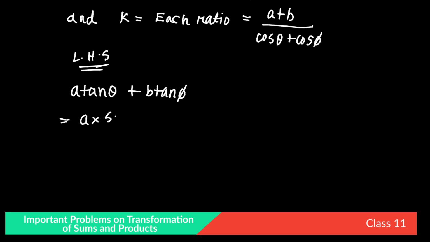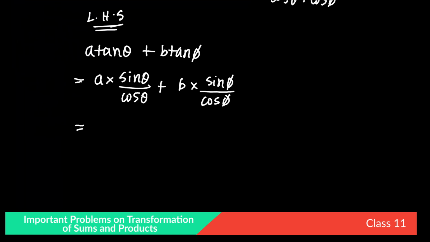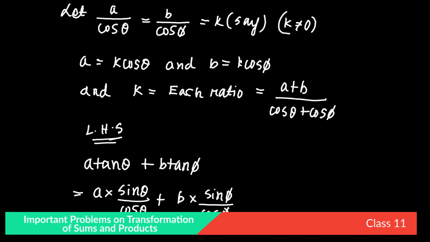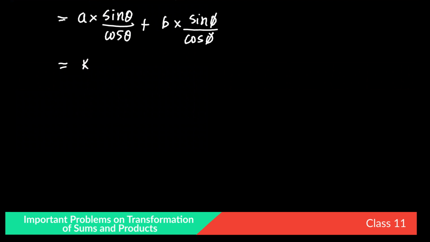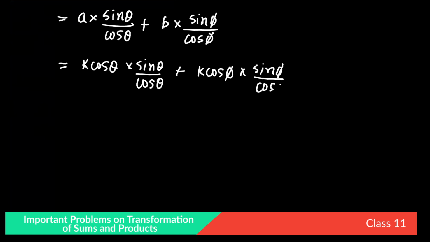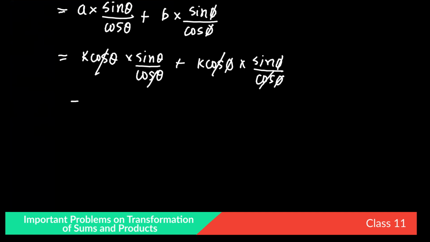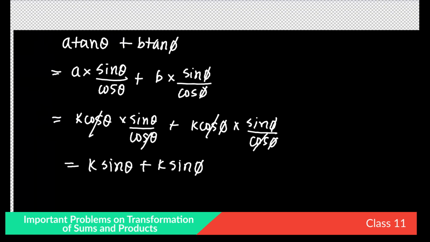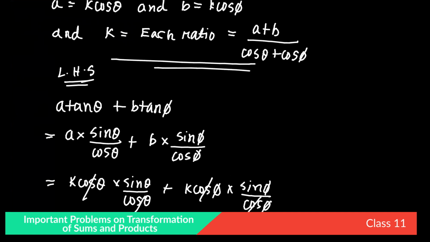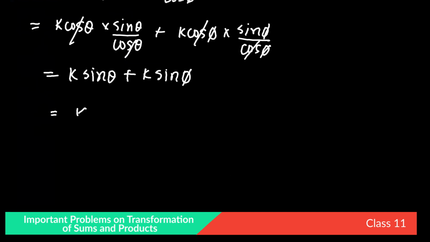So in place of tan theta, we will break it into sine by cos, plus b into sine phi by cos phi. Now in place of a, we have got a equals k cos theta and b equals k cos phi. So k cos theta into sine theta by cos theta plus k cos phi into sine phi by cos phi. So this cancelled, this cancelled. So it is k sine theta plus k sine phi. Another thing we have got from the given condition is that each ratio k is equal to a plus b by cos theta plus cos phi. So here we will take k common. It is sine theta plus sine phi.